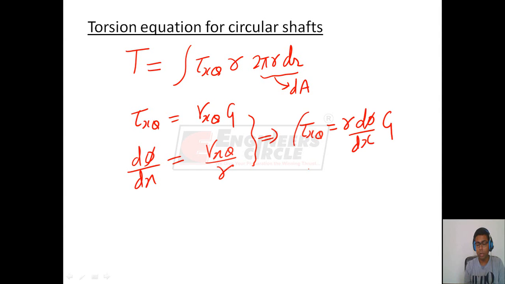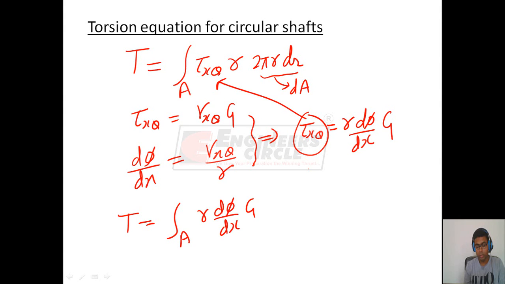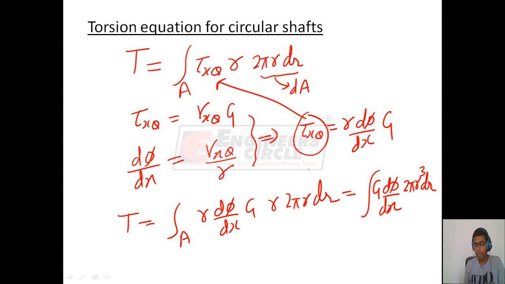So from these two equations we can say that tau x theta is equal to r d phi by dx into G. Putting this tau x theta here, we can write the internal torque T as integration over the entire area A, r d phi by dx into G into r 2 pi r dr. So we can get this as integration G d phi by dx into 2 pi r cube dr, integration over the entire area A. Now this integration is with respect to dr.